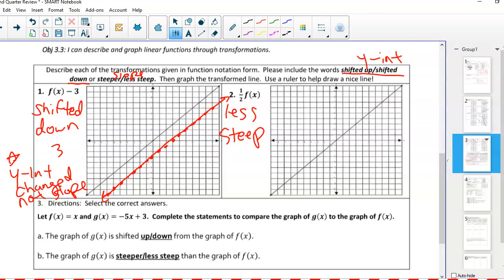Now in this case, if we're multiplying the entire function by 1/2, and our slope was what for this original? 1. So if our slope was 1, if we multiply it by 1/2, our new slope is now 1/2. So start at 0, 0, and go up 1 over 2, up 1 over 2, or down 1, left 2.